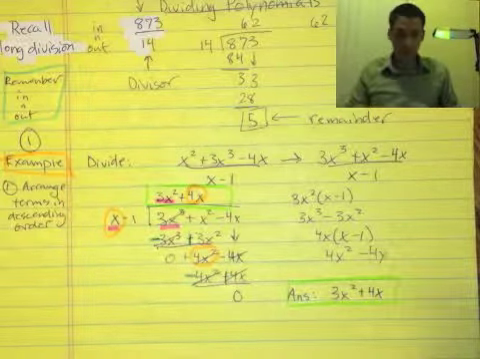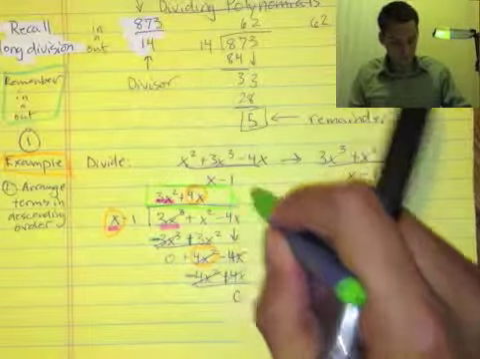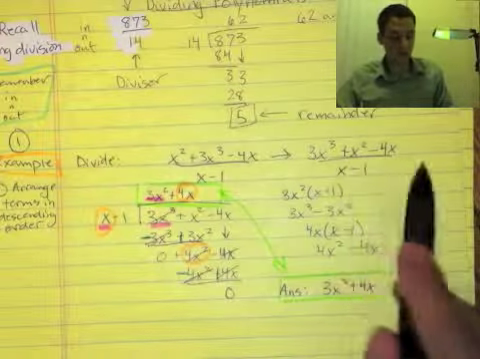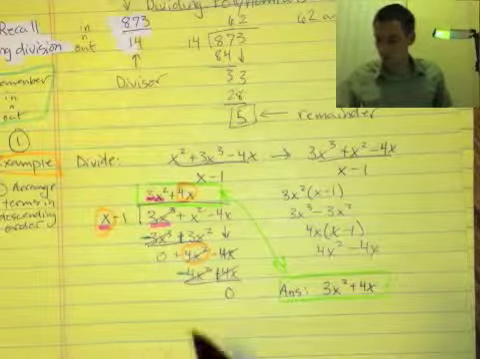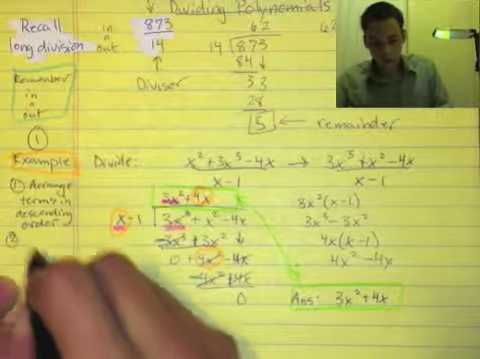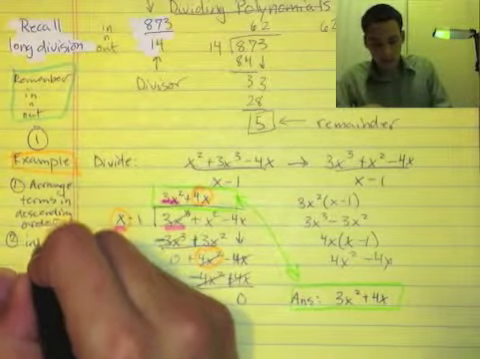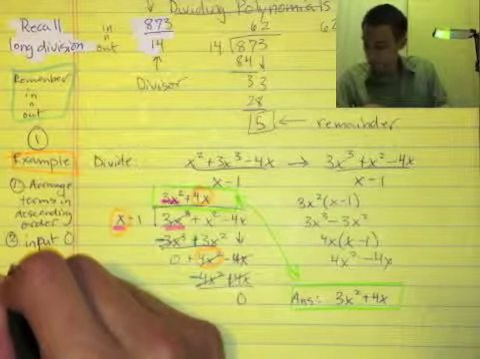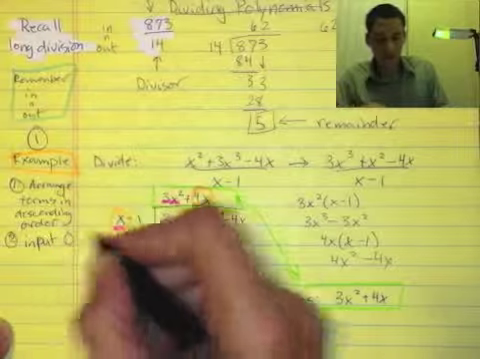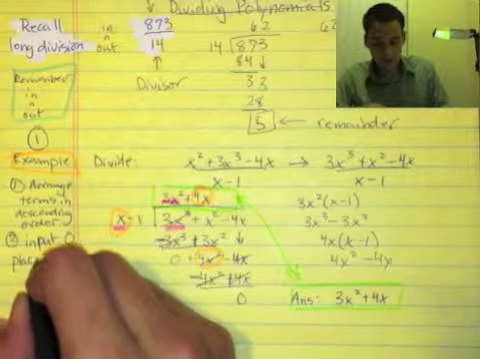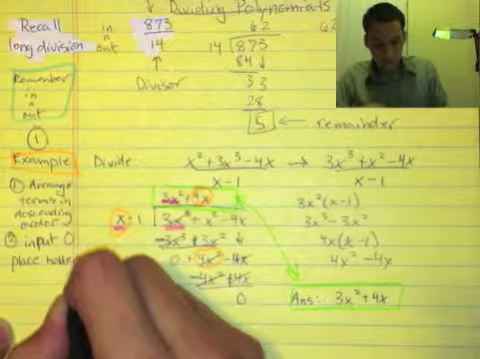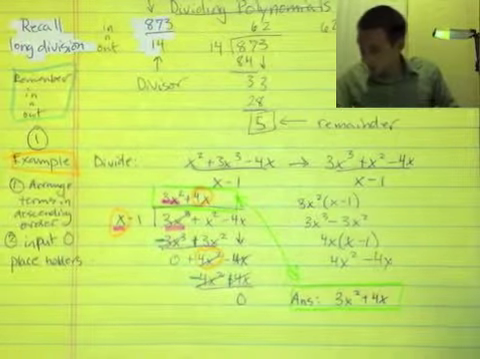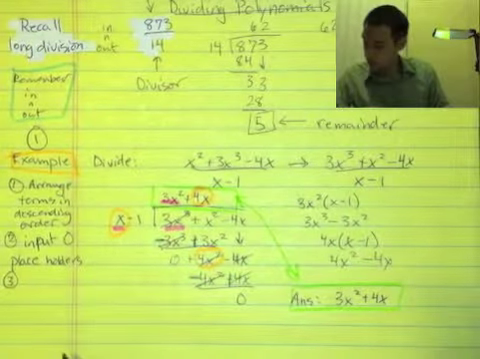Okay, that's pretty much it. So the steps, first we arranged in descending order. That was this part. The next step, which we didn't have to do on this problem, but we will later, is input 0 placeholders. Input 0 placeholders. It's not the amount of placeholders you're putting in. You're just putting them in. It'll make sense later.